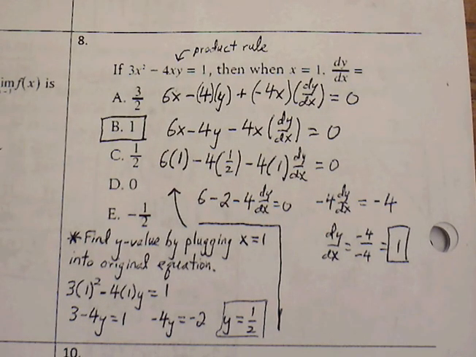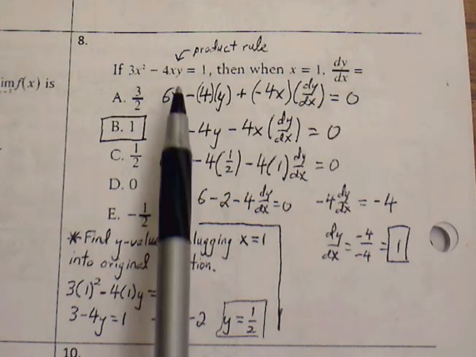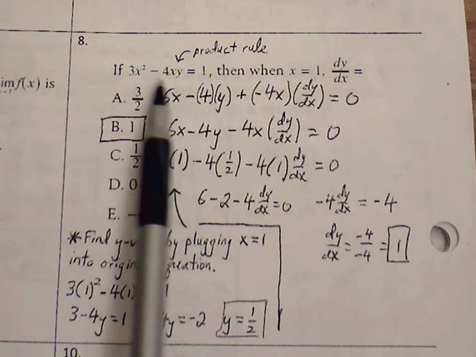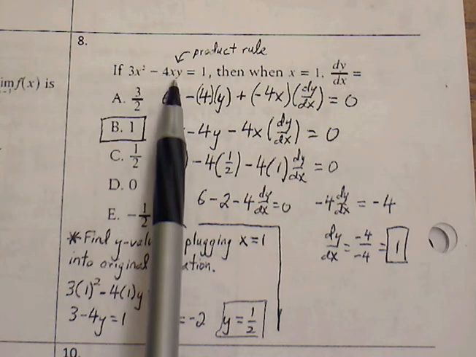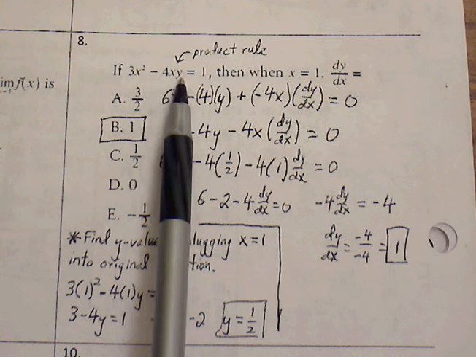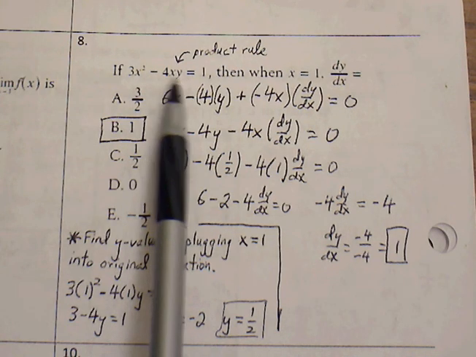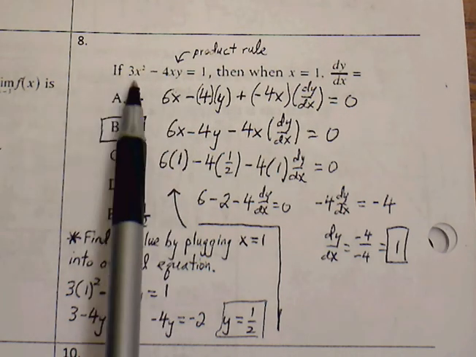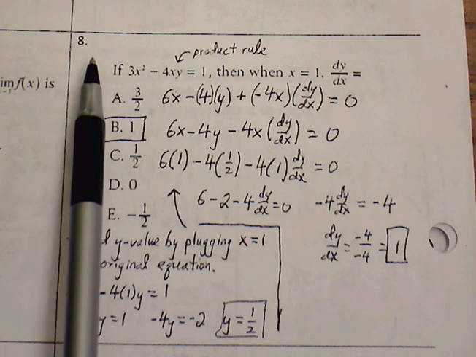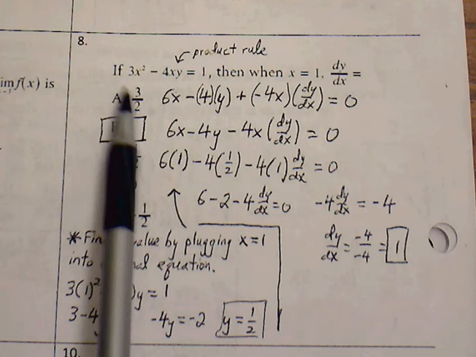Okay, number 8, we want to find out the derivative, dy over dx. Notice if you look at your equation, you have x and y's mixed in together, so we have to go through product rule because of x and y, because of two separate functions, but also we have to go through implicit differentiation. Okay? This function is not explicitly defined for y. We have x and y mixed in together.